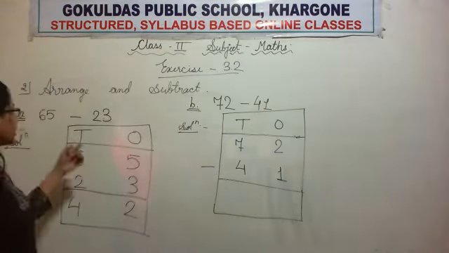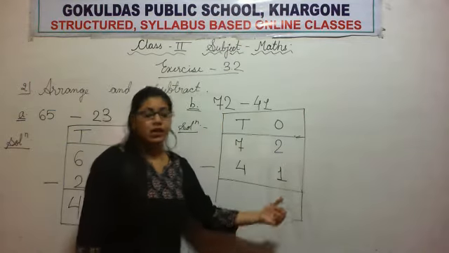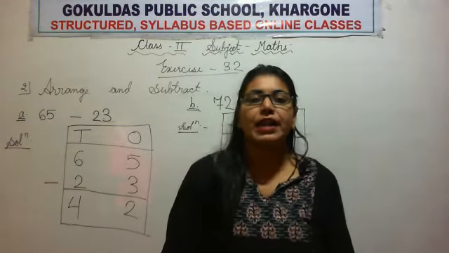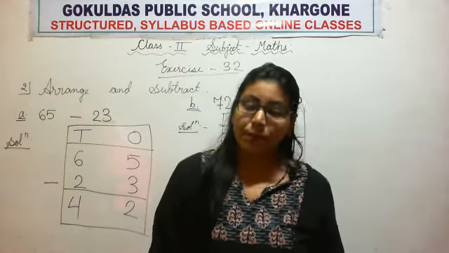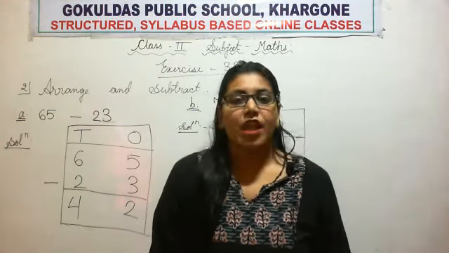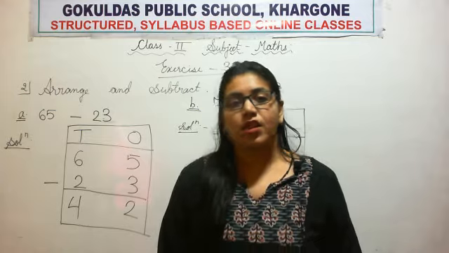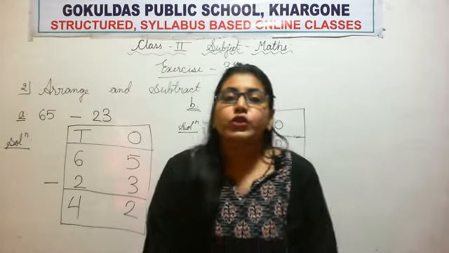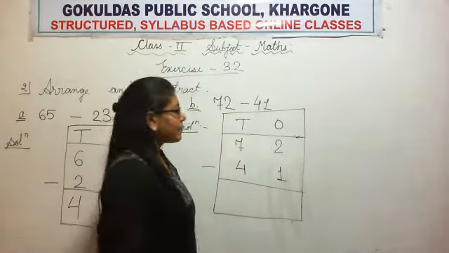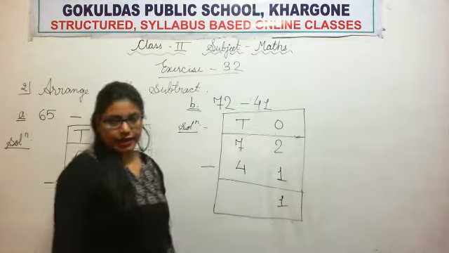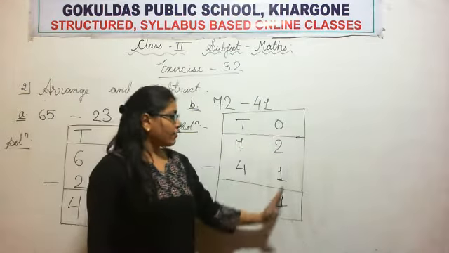We'll first of all subtract ones from ones. So 2 minus 1. Whenever 1 is subtracted from any number, the result is the previous number. Once again I am repeating, repeat with me. Whenever 1 is subtracted from any number, the result is the previous number. So what is the previous number of 2? Very good. 1 is the previous number of 2. So we will write the number 1. Now we are done with 1's column.